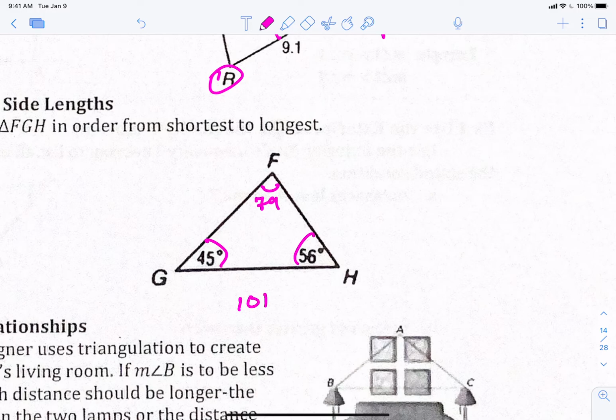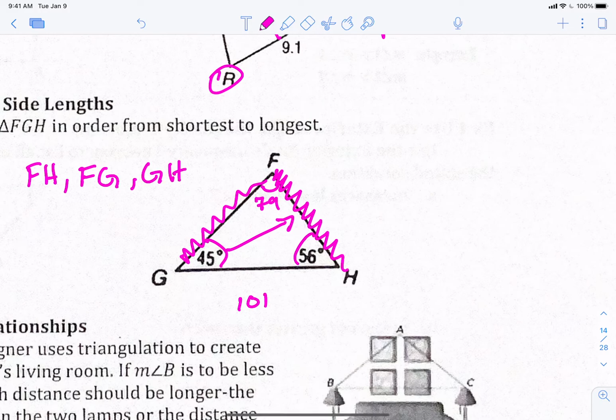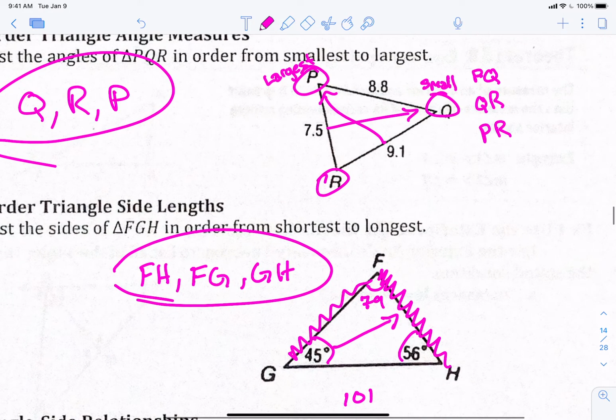So what's the shortest side? It's gonna be FH, the one opposite 45. FH is shortest. The middle one is FG. The largest one is opposite 79, GH. Does that make sense? Yes. So here we're doing the sides, so we name them with 2 letters. Here we're doing the vertices, so we name them with 1.